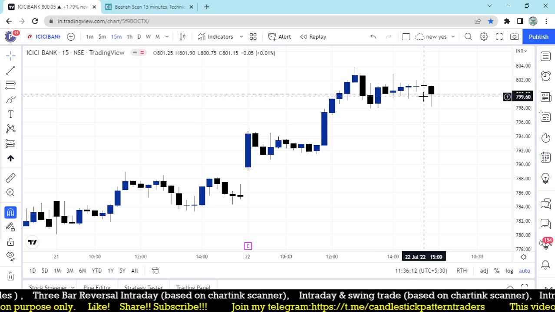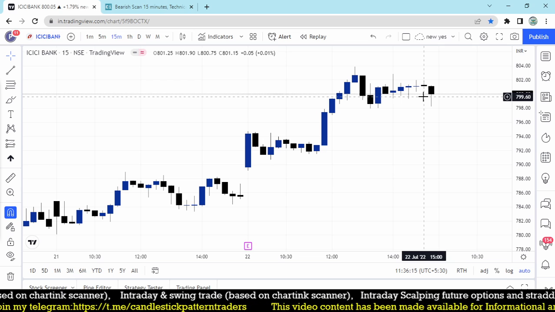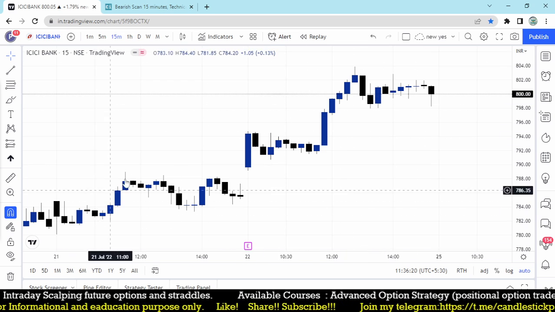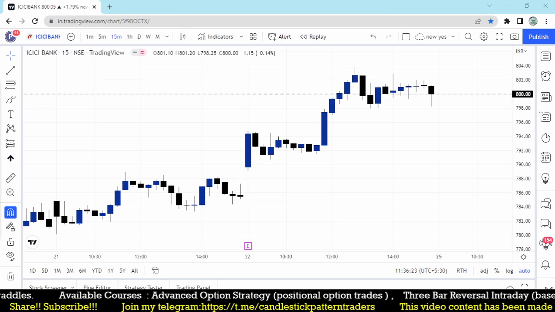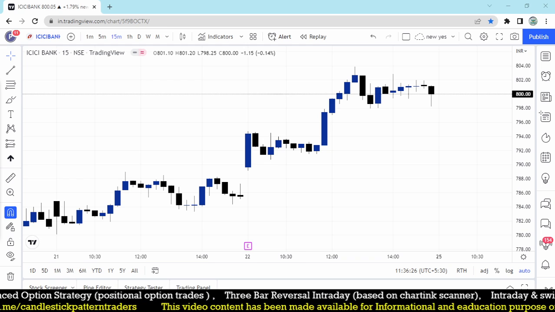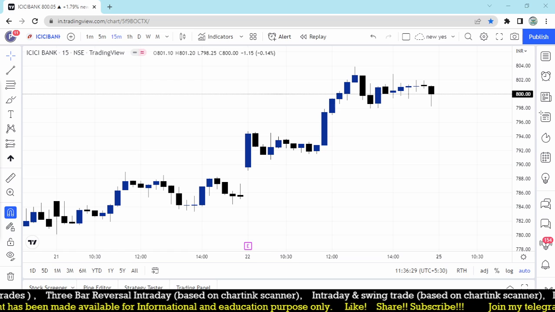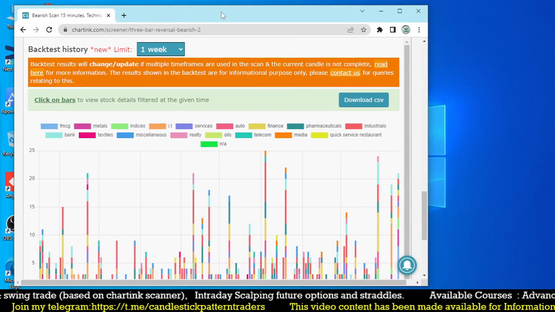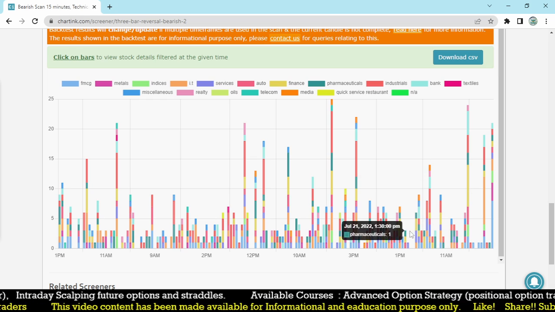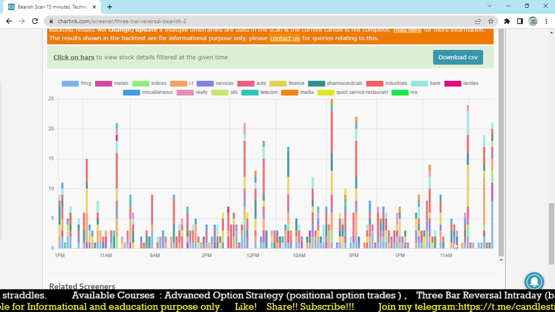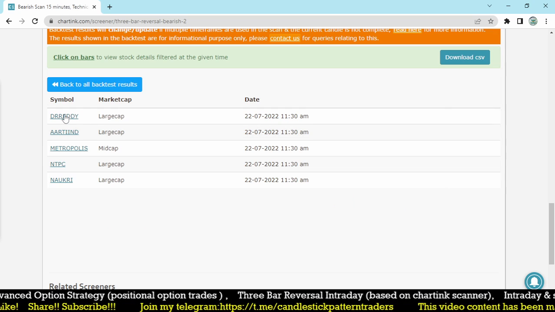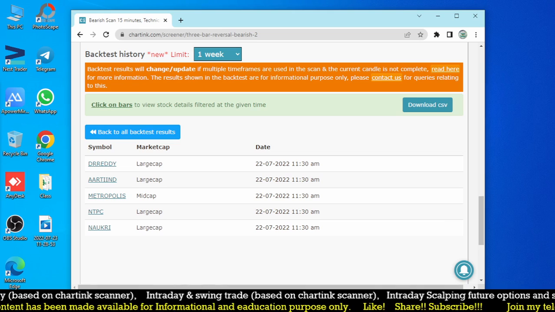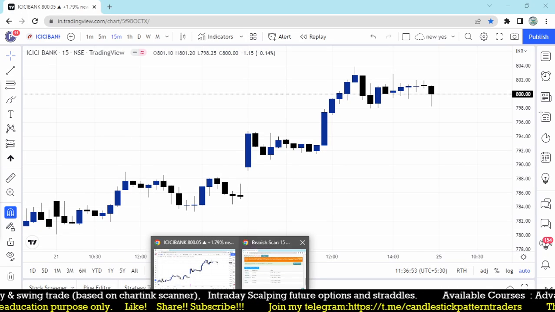When we plan a trade, there is a risk and reward, so we have to use where we are going to sell at the highest level as well as the lowest level. If these signals are not repainting, I will also show you the repainted signal, how the repainted signal will be available. Let's see the stocks which form a 3-bar reversal at any time frame. At 11:30 we have Dr. Reddy, Aarti Industries, Nakuru. These are the 3 bars where you are going to see the repaint.